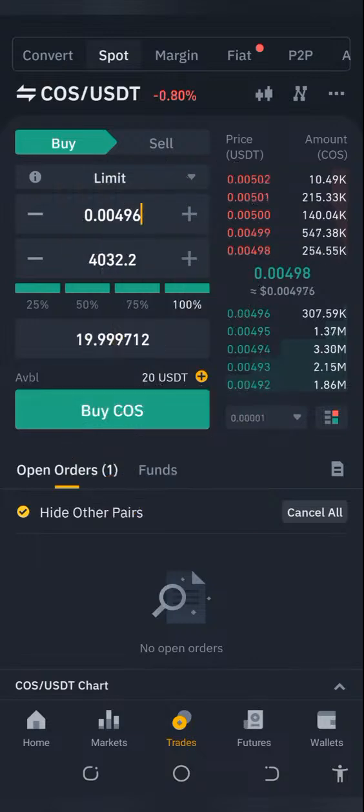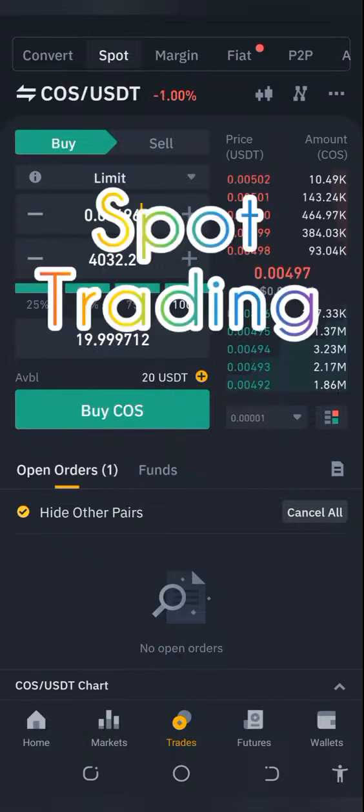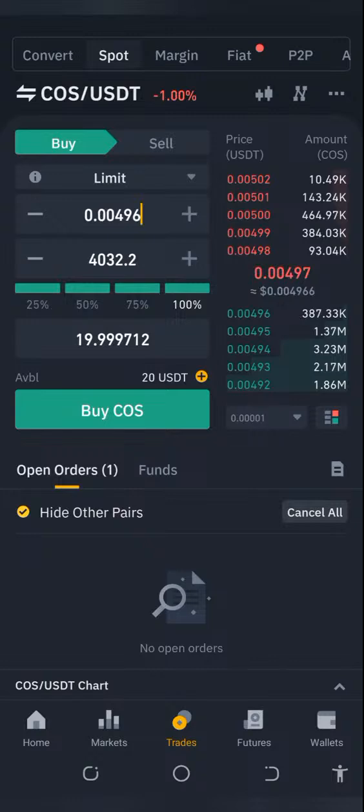But we go in depth, in detail, in the income strategies course. Now, what about spot trading? How do you do that? Let's even assume it's the same COS you want to use for spot trading.